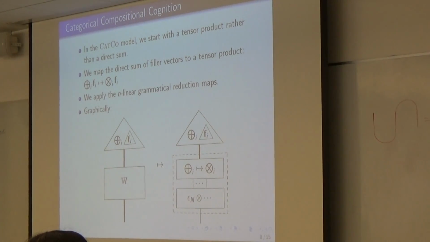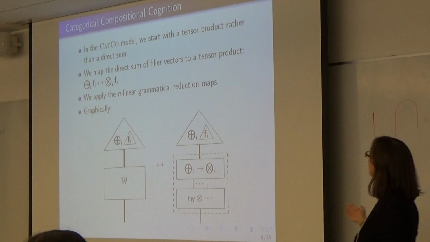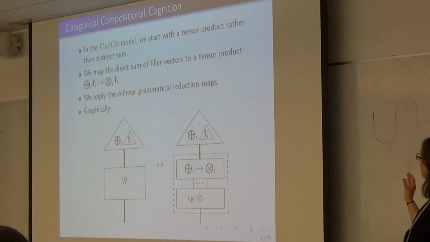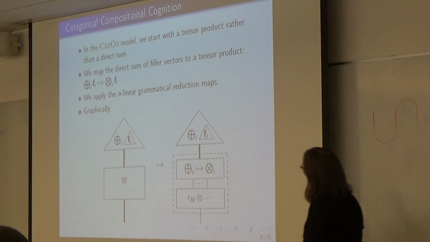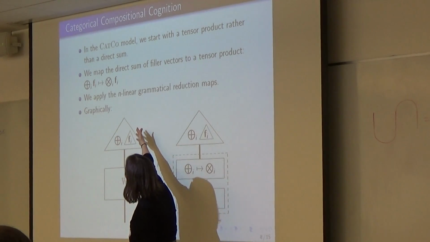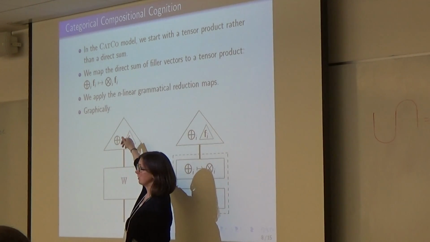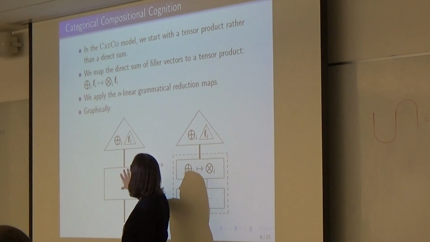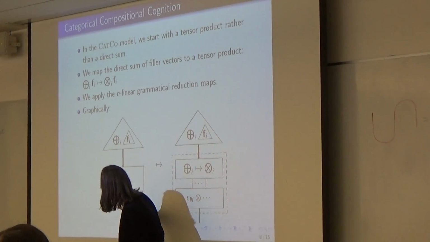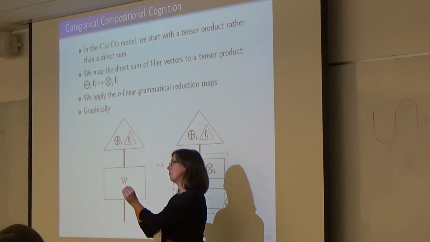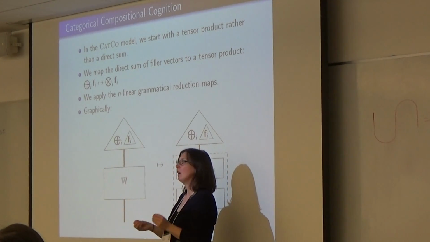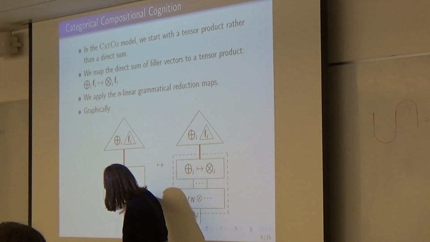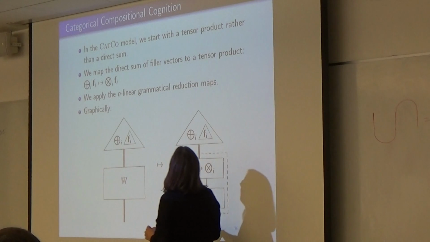So in the categorical compositional model, we start with a tensor product rather than a direct sum of vectors. In order to match these two things together, on this side, this is the ICS model, put a direct sum of filler vectors, pop it into some matrix, and out comes, this ought to be a really thick line, because it's actually one of these trees in one of these unbounded vector spaces of unbounded size. So this is a really large thing that's coming out of here.